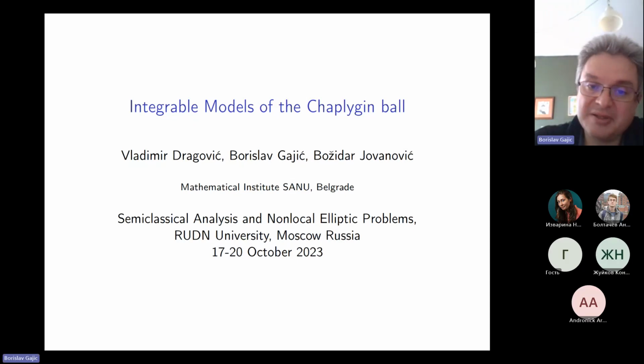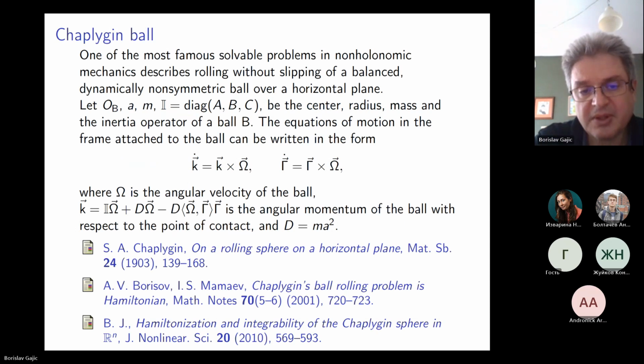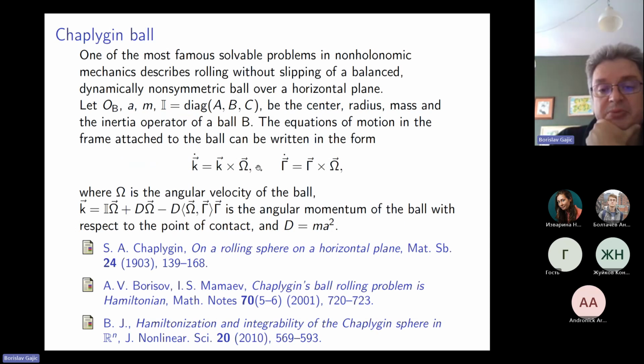My work is joint with Vladimir Dragović and Borislav Gajić, and in some sense is a continuation of the previous talk, with some differences. We consider nonholonomic problems of the Chaplygin ball type. In the previous lecture, you saw the Chaplygin ball with a gyroscope. Now we consider it without the gyroscope, and this is the most famous integrable nonholonomic problem in classical mechanics.